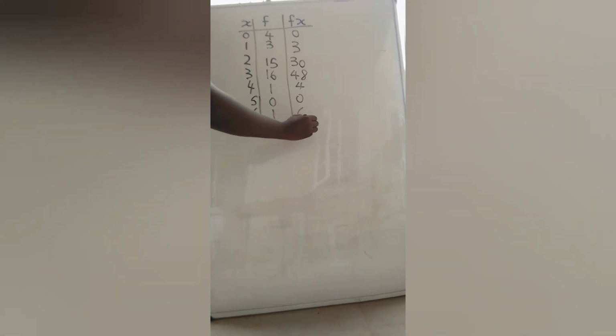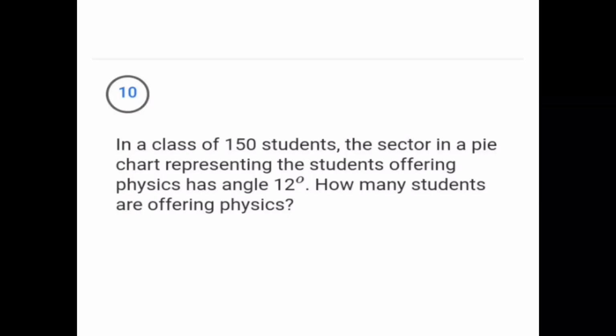We proceed. 0 times 4, 0. 1 times 3, 3. 2 times 15, 30. 3 times 16, 48. 4 times 1, 4. 5 times 0, 0. 6 times 1, 6. So the summation of f of x will be our answer, what we are asked to find. So adding everything here, our answer is 91. So that is our answer.